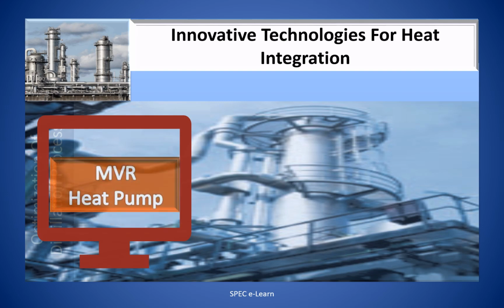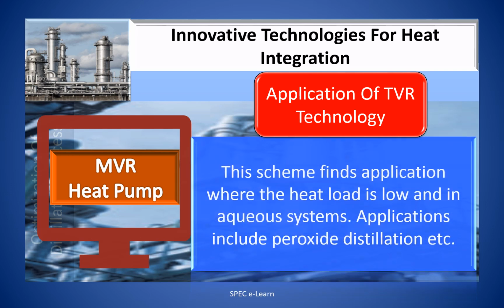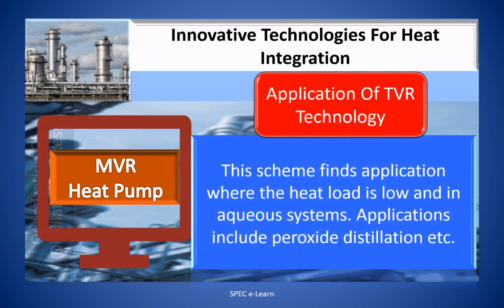The TVR scheme finds application where the heat load is low and in aqueous systems, typically less than 2 megawatt reboiler load. Applications include peroxide distillation, etc.